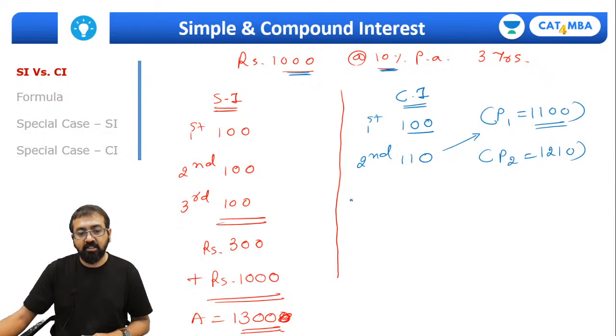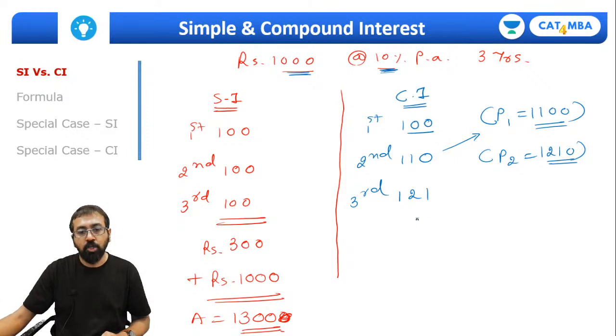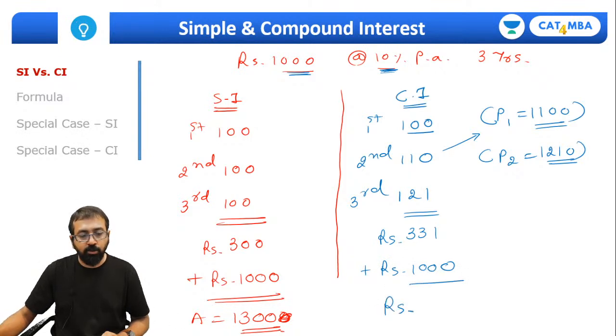Again, for the third year, this interest will be calculated on this 1210 at the rate of 10% per annum. So it will come out to be 121. So if you check, in 3 years, we are going to pay a total interest of 331 rupees. And of course, this principal of 1000 rupees that you will also return. So the total amount that you are going to pay, this is nothing but the amount, is 1331.